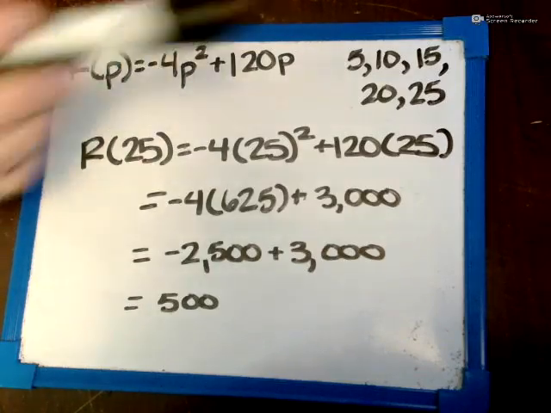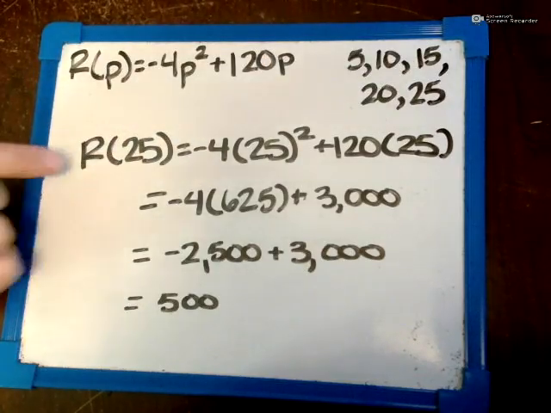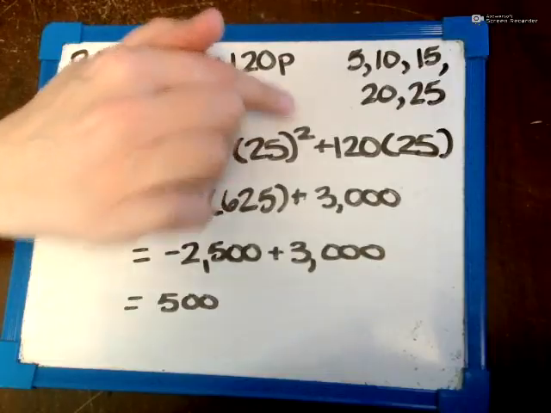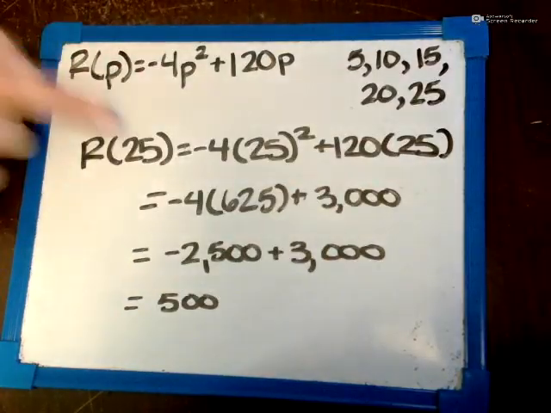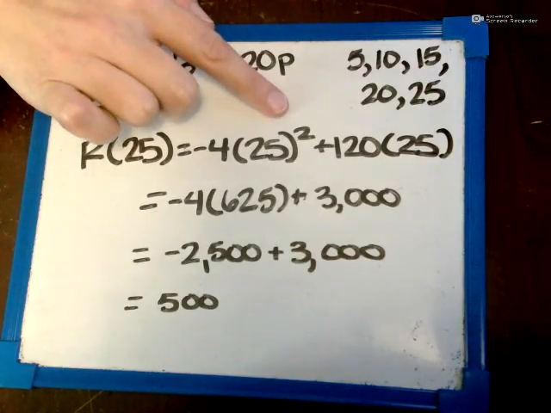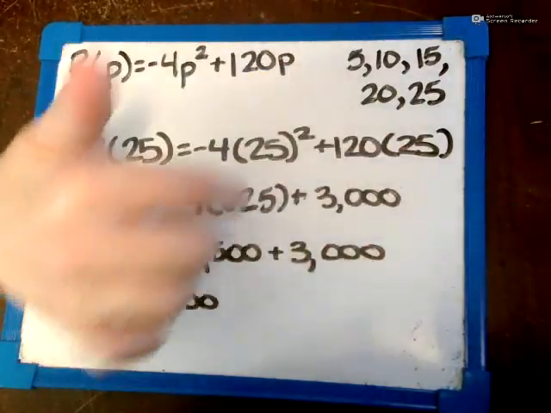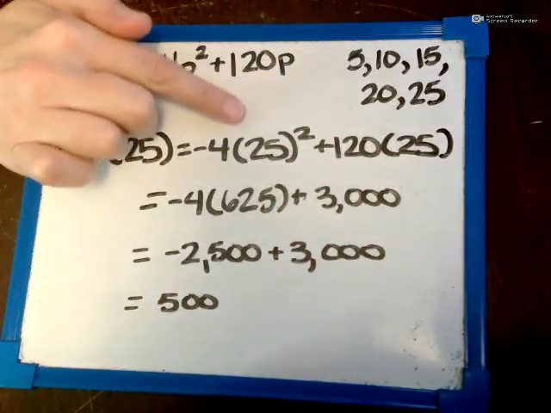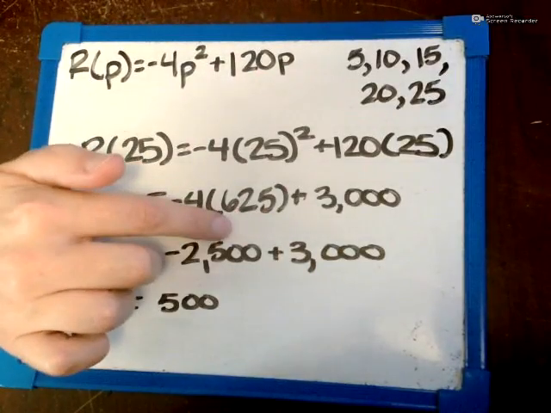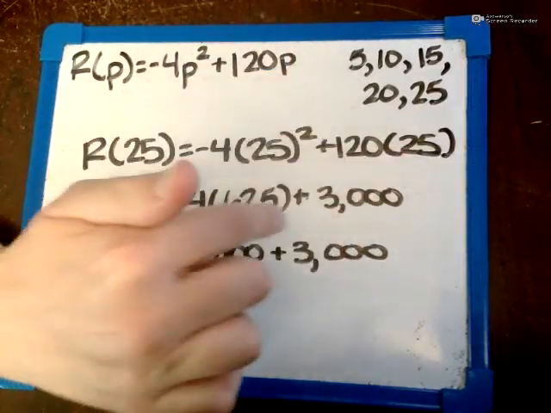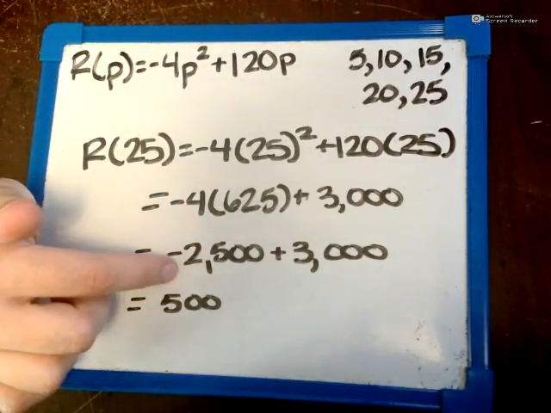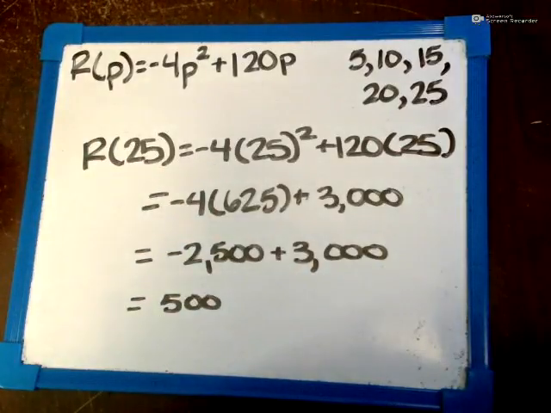Okay, here's the last one. If we use the x value of 25, then we have R of 25 is equal to negative 4 times 25 squared plus 120 times 25. So we need to do PEMDAS. This is the only thing that might trick you up here. First is exponents. We do parentheses, but the parentheses don't have anything in them. They're just single numbers. Then exponents. 25 squared is 625. So we have negative 4 times 625, and then 120 times 25 is 3,000. Negative 4 times 625 is negative 2,500. So negative 2,500 plus 3,000 gives you 500.